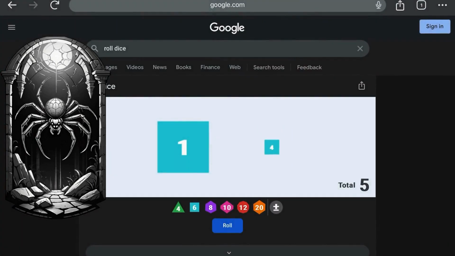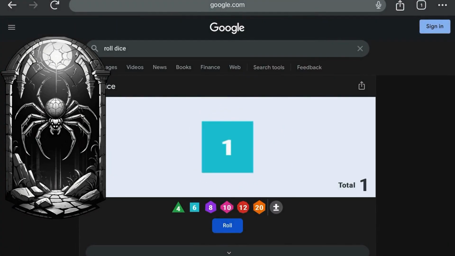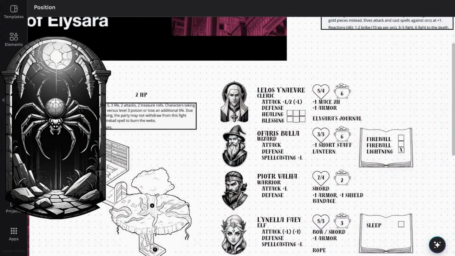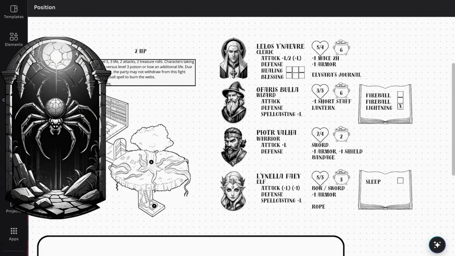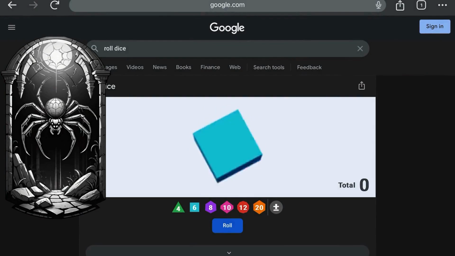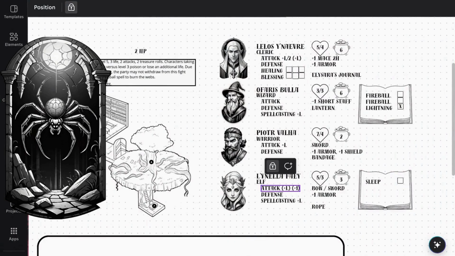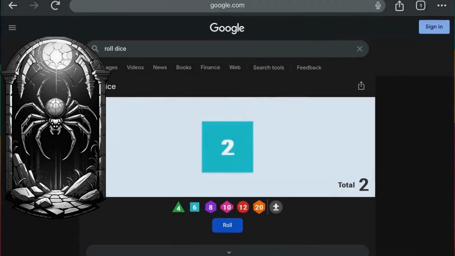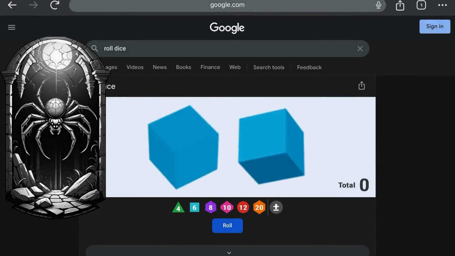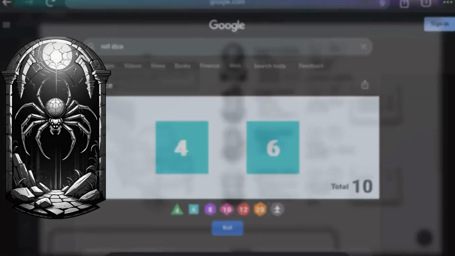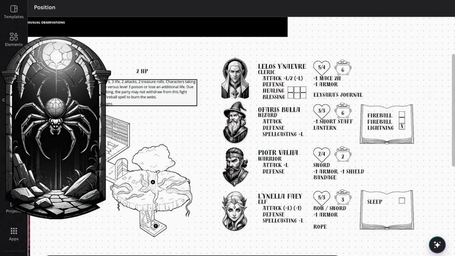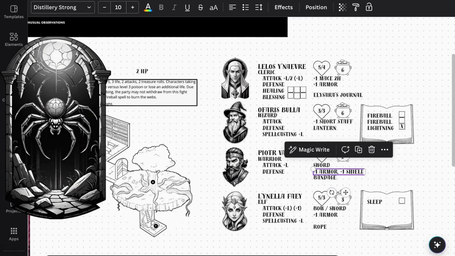Piotr is the first to attack with his sword. Oh no, okay. And now Linella, now with her sword, 2 plus 1, 3, far away from hit. Defend again. 4 and 6. 6 is success, so Linella defended herself. Piotr 4 plus 1 plus 1, 6, enough.